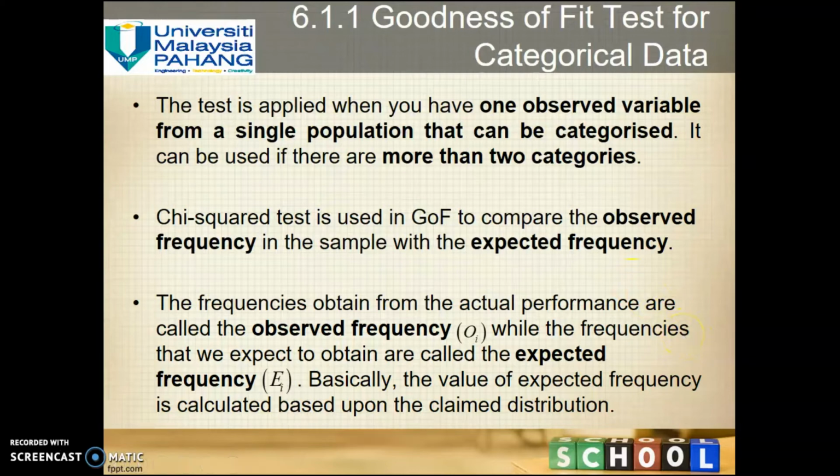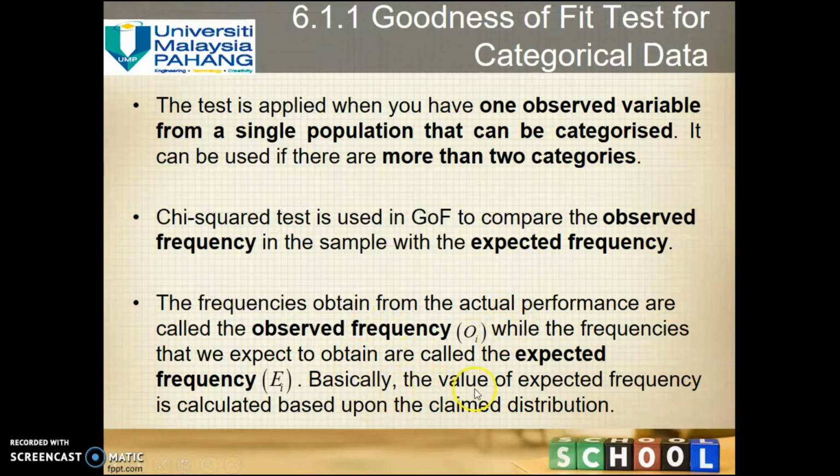The frequency obtained from the actual performance is called the observed frequency. So the real data that we collect, or the data in your question, is an observed frequency. The notation that we use here is Oi. The frequency that we expect to obtain is called the expected frequency. This is what we expect based on the distribution of the data. The notation that we have here is Ei. So in the goodness of fit, we compare the observed frequency and the expected frequency.